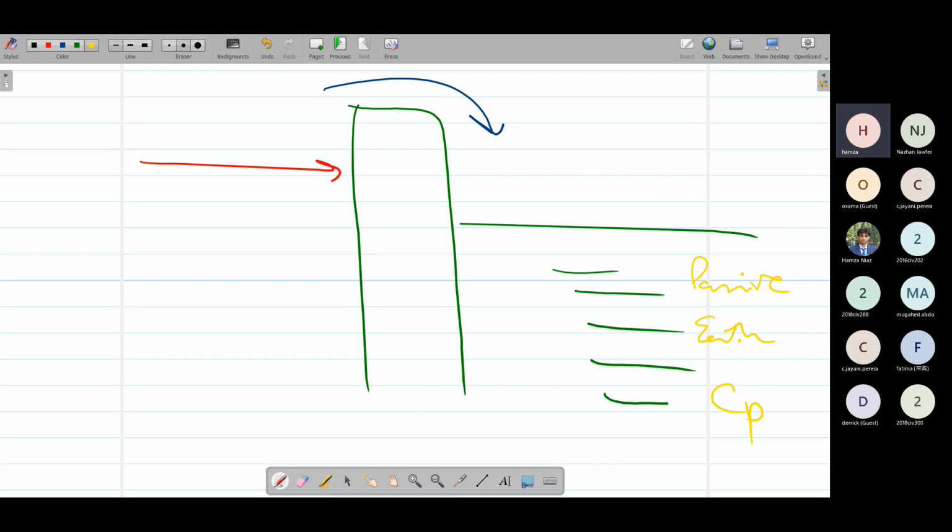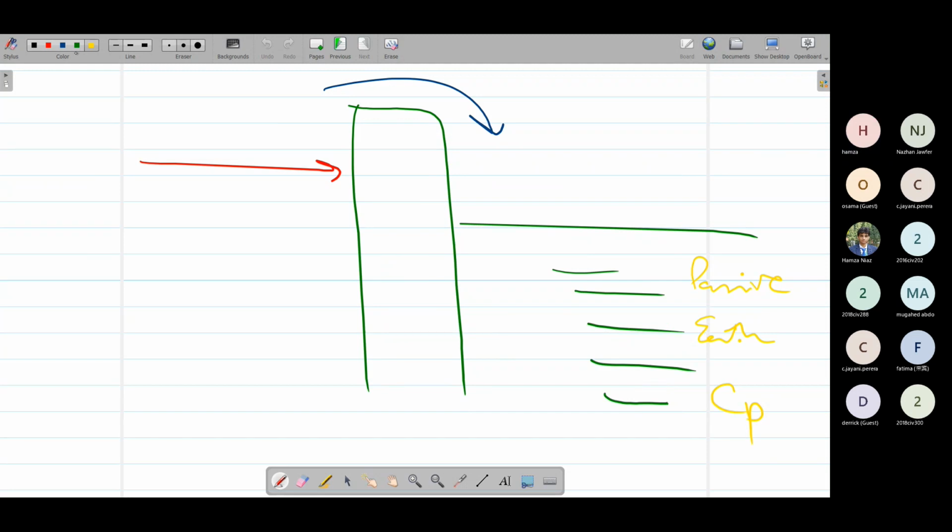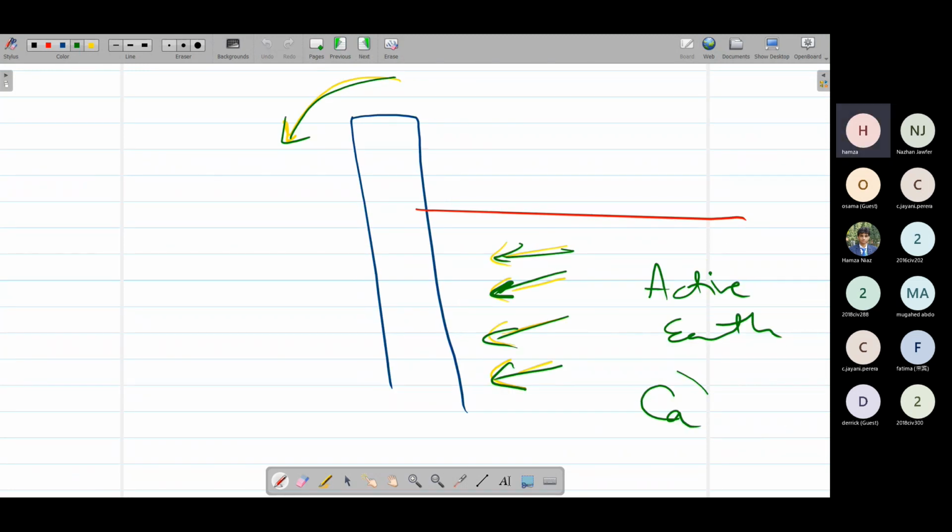Okay, simply, if the retaining wall is moving towards the backfill, we are going to use Cp. If the retaining wall is moving away from the backfill, we are going to use the coefficient Ca. Is this fine? Yes, it's fine, bro. Okay.